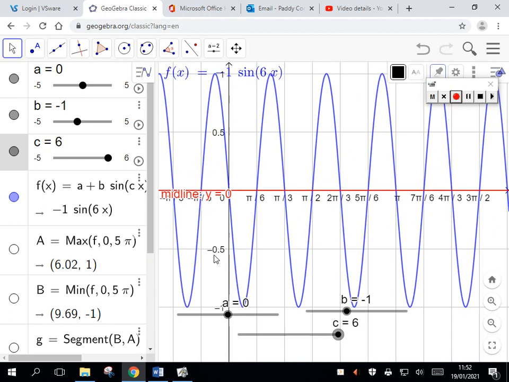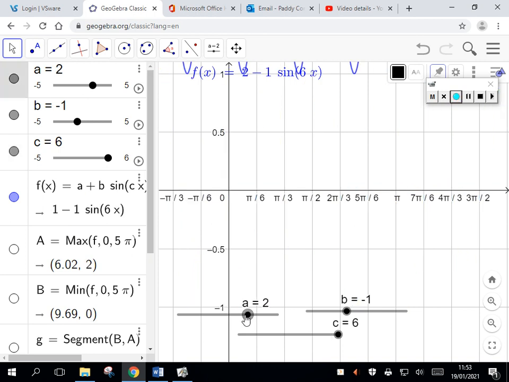Okay, so there's my function, and again you can see starting here it goes through one full cycle by the time it gets to pi over 3, so the period is pi over 3, and then finally I'm going to shift the whole thing up by 4 units by changing this a here to 4. Okay, so it's 4 minus 1 sine of 6x.